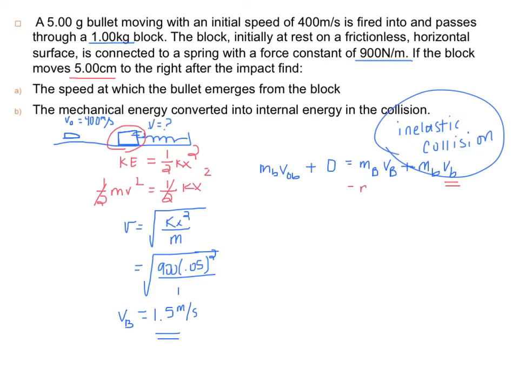So move this piece over, and we get the mass of our bullet times the initial velocity of our bullet equals the momentum after the collision, minus the mass and velocity of our block. And then at the end, divide by our mass of our bullet. So you should get a velocity of 100 meters per second.